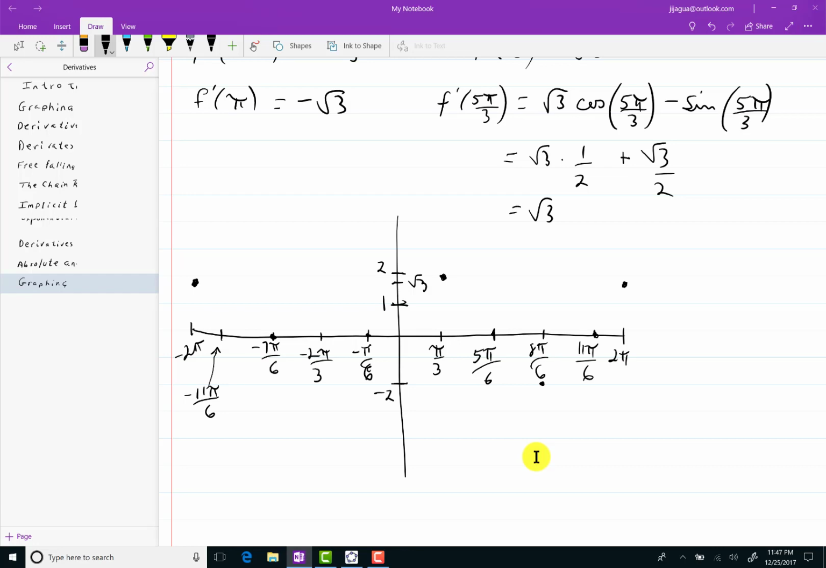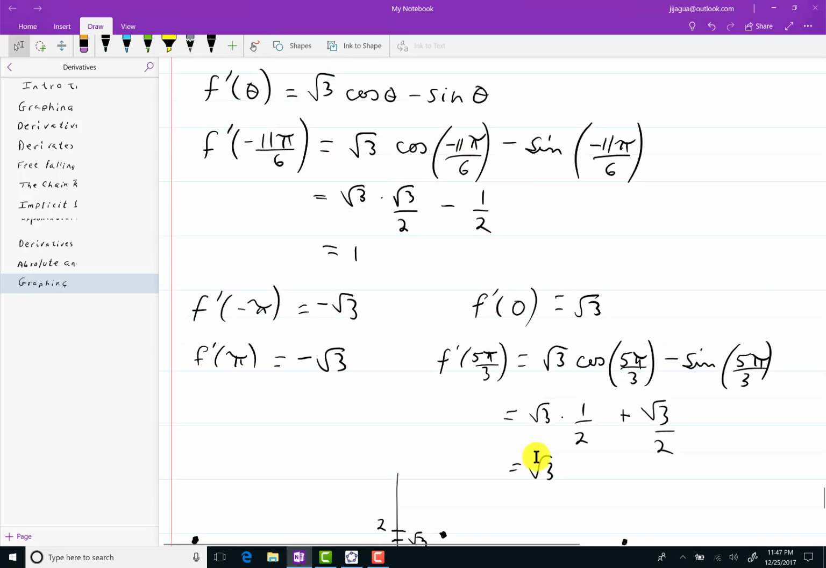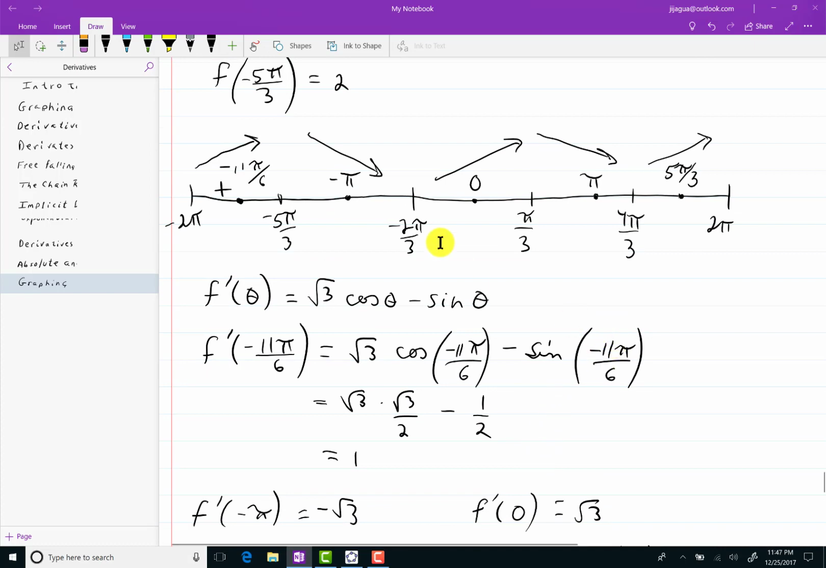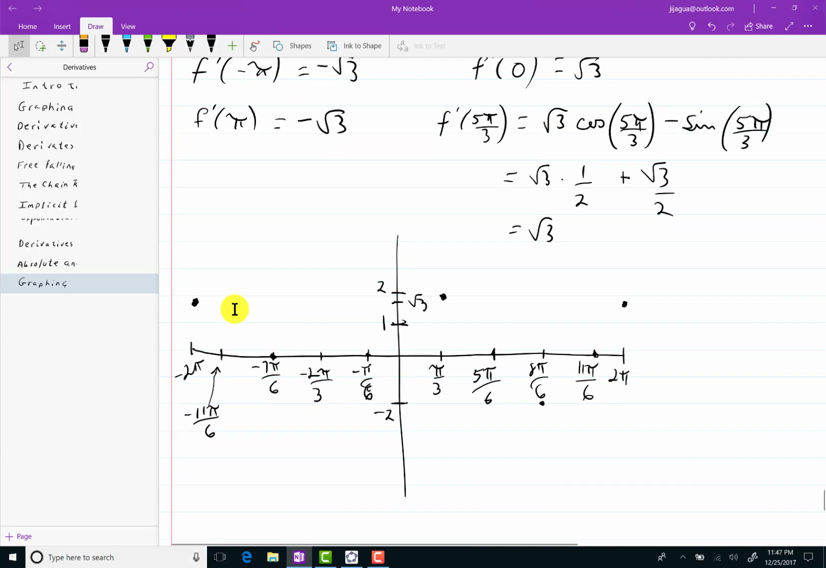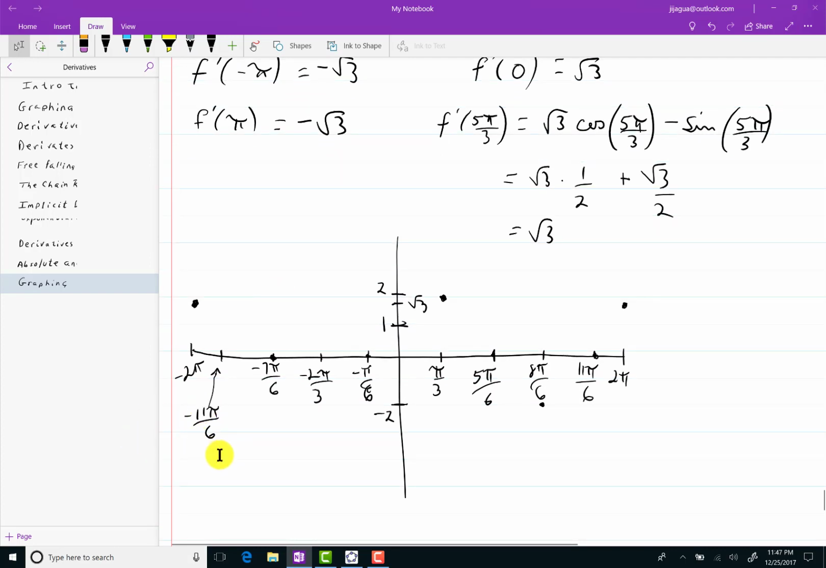And then on the negative side of things, we had negative 2 pi over 3 and negative 5 pi over 3. Oh, I already took care of that. Negative 5 pi over 3. So that had a max of 2. So this must have come down to negative 2. And we'll get a graph that does something like this.